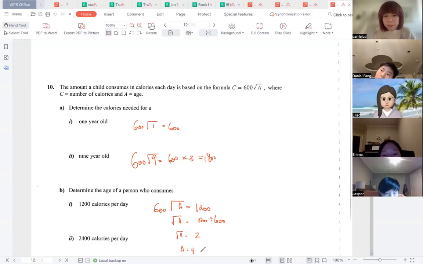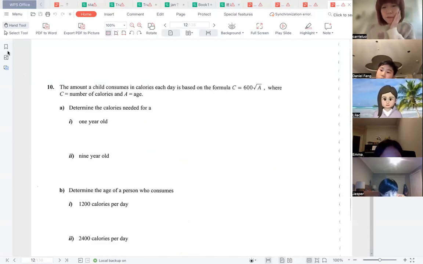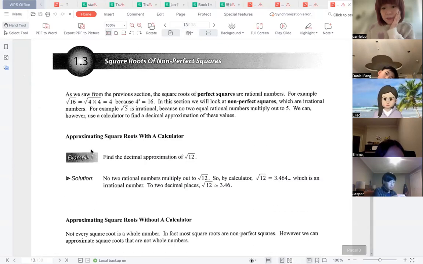Okay, so I think we're pretty clear enough. So the next one is the same thing. 600 square root A equals 2,400. So square root A equals 4. So A equals 16. So 16 years old. Okay, but everybody, you have to know that not necessarily when you're getting older, you need more calories. It's not like that, okay?